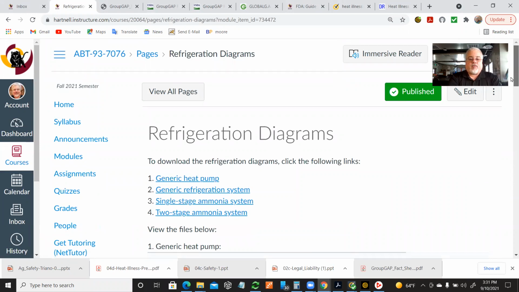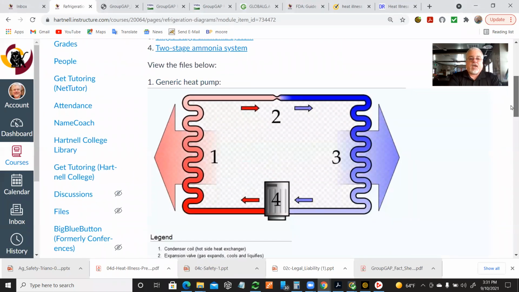So there are a number of refrigeration diagrams. The first one is a generic heat pump. And when you talk about a heat pump, in principle, you can move heat either way. I can pump heat from one point to another. Now, if they share the same airspace, it really doesn't do any good.